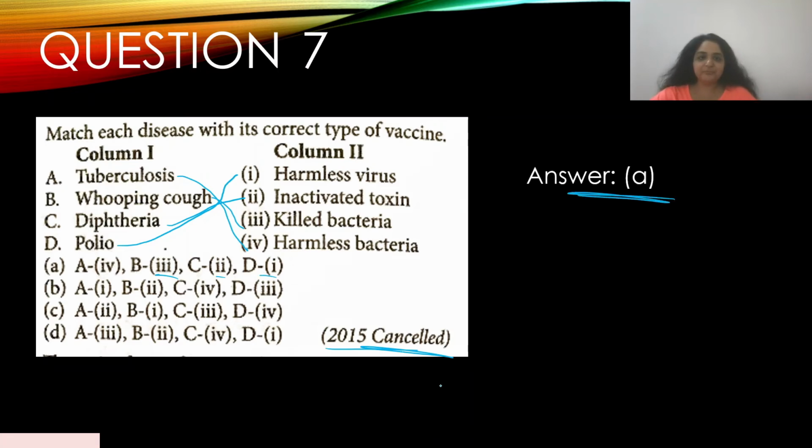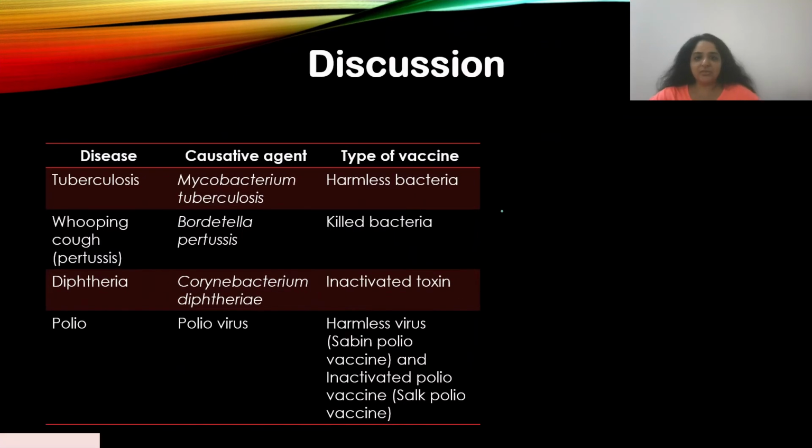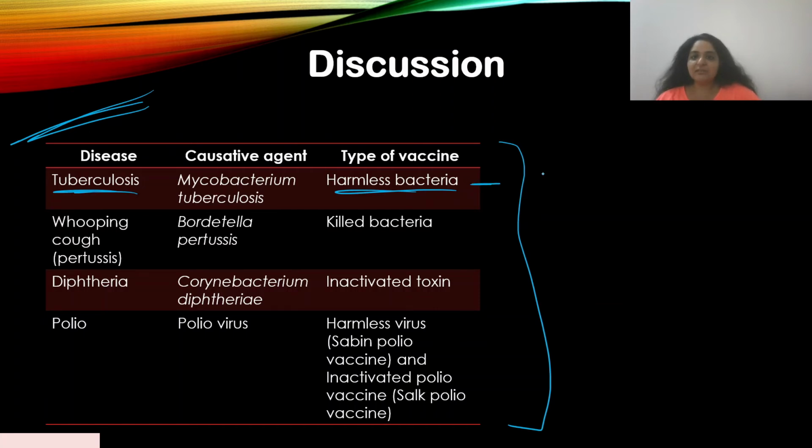For the discussion, I have made a table here. So please learn this table. It'll be easier for you to answer the question. So tuberculosis contains harmless bacteria. Now there's a difference between harmless and killed bacteria. When you look at the word harmless, it means that the bacteria is attenuated. That means it's weakened, in the vaccine.